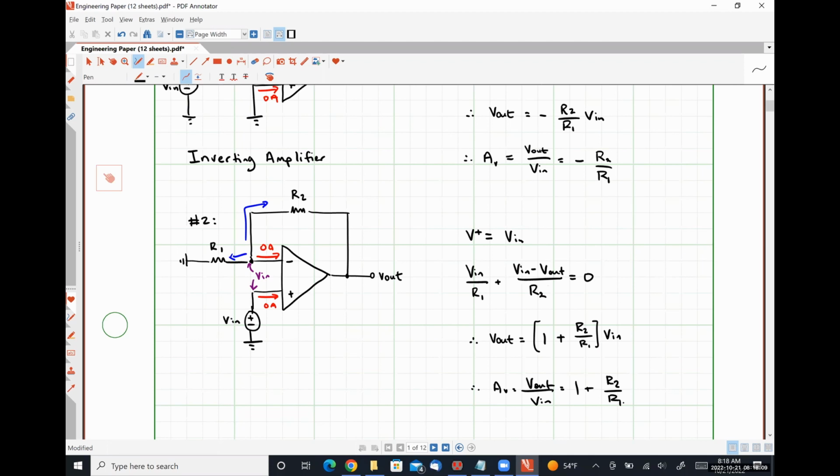When R2 is greater than R1, we obviously get some type of positive gain, which means we are amplifying our signal. Notice that there is not a negative sign here. So this is what we're going to call a non-inverting amplifier, because when we apply a positive input voltage, we get out a positive output signal.